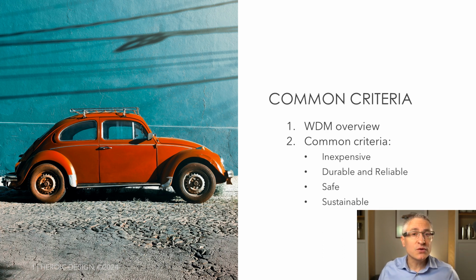Today, we'll do a quick review of weighted decision matrices. Then we'll cover some of the criteria that show up again and again. These are inexpensive, durable, reliable, safe, and sustainable. By the end, you'll know how to use these criteria when you're making a design decision.